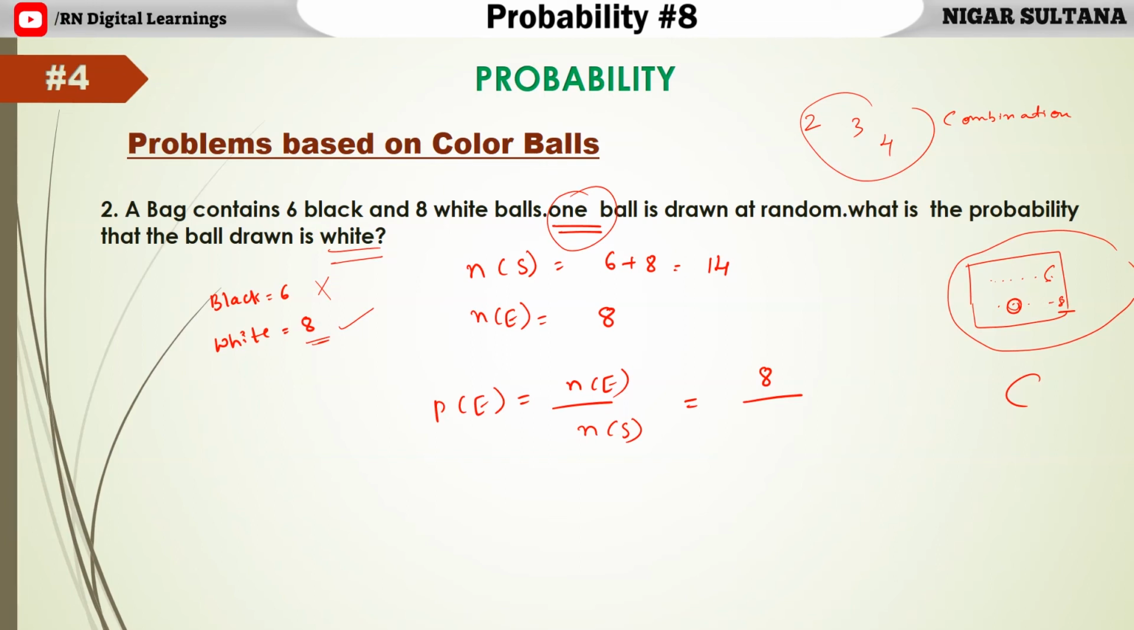So, now what is n of S? N of S is 14. When I simplify this, I will get 4 by 7. P of E is 4 by 7. Now, let's move on to the next problem.